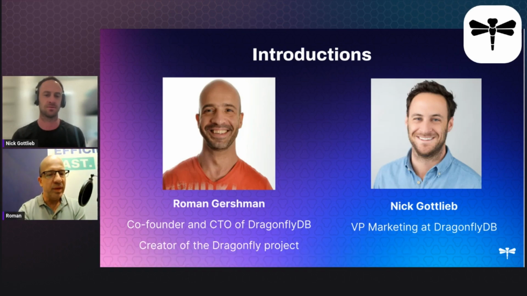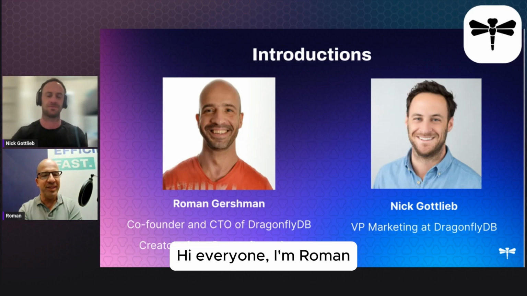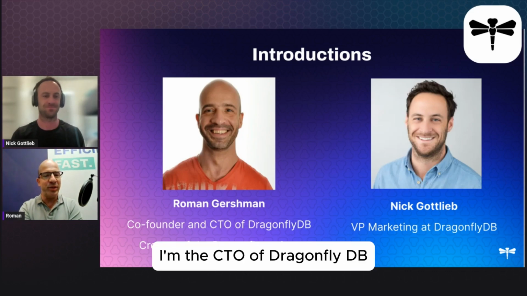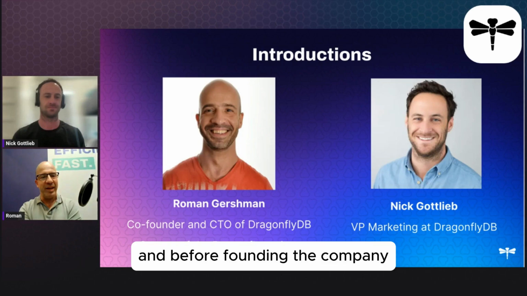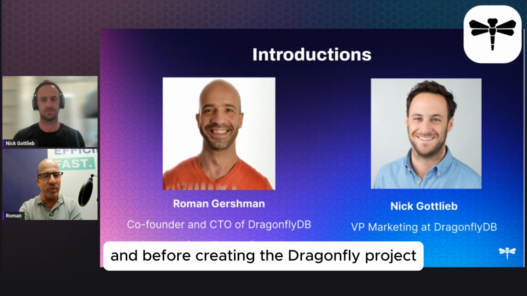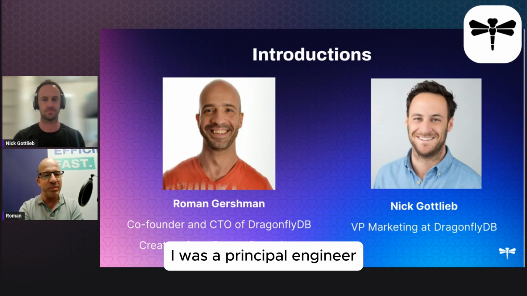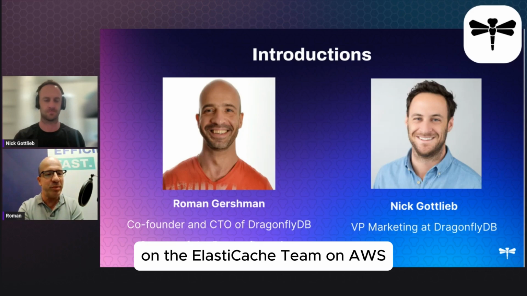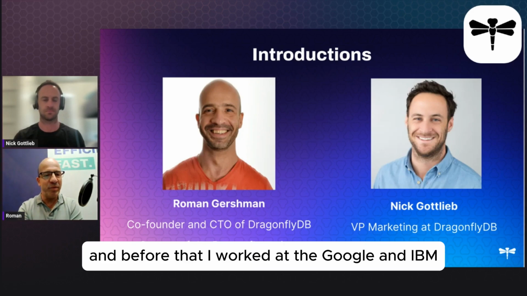Yeah, sure. Hi, Nick. Hi everyone. I'm Roman. I'm the CTO of Dragonfly DB. And before co-founding the company and before creating the Dragonfly project, I was a principal engineer on the Elasticache team at AWS. And before that, I worked at Google and IBM.